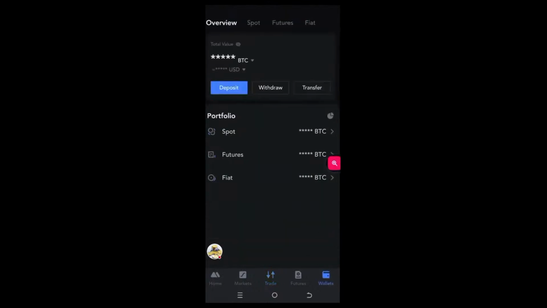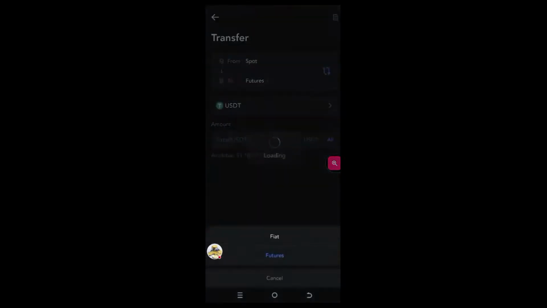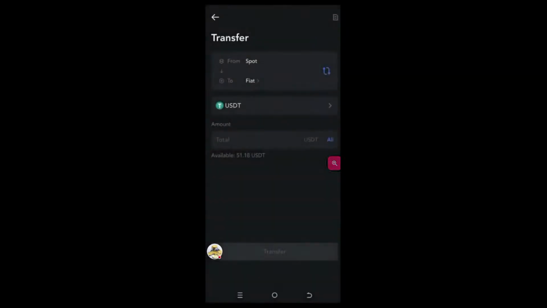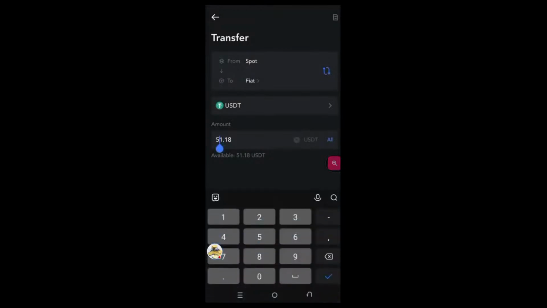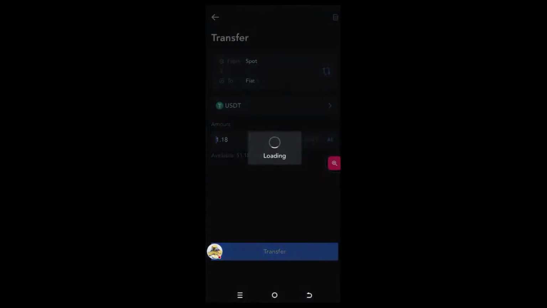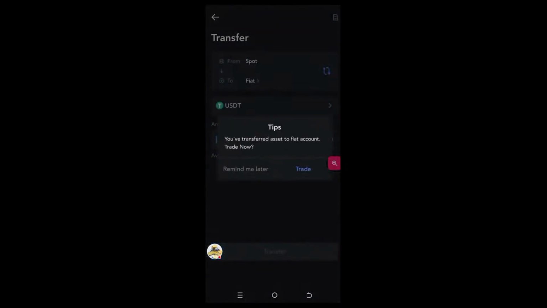As usual, I love to ship out the profit from spot to fiat. That's on MEXC. And then I'll pick all, and then I'll just ship it out. Let's ship it out. Let's transfer it. It goes all the way out of there.